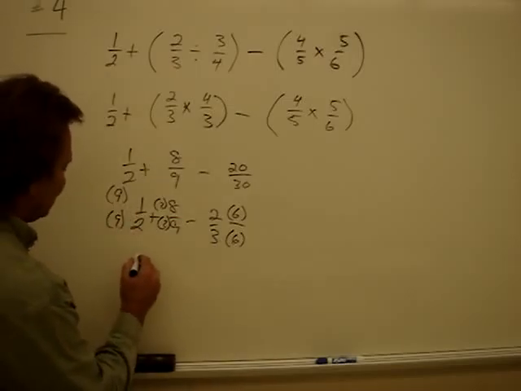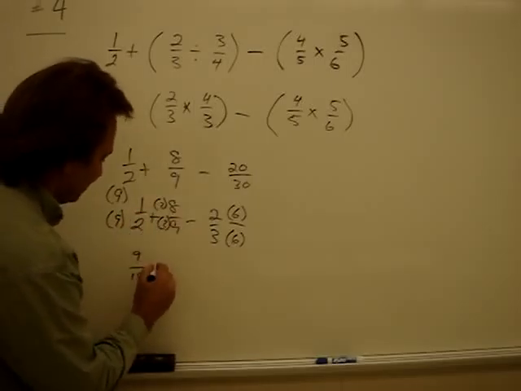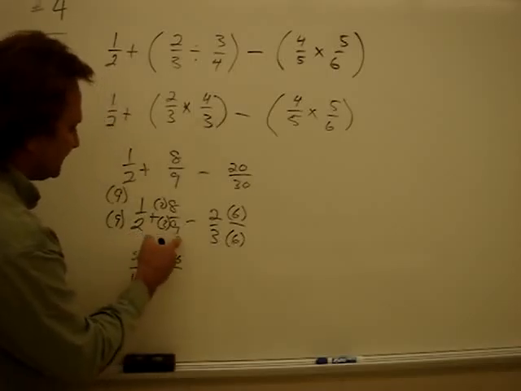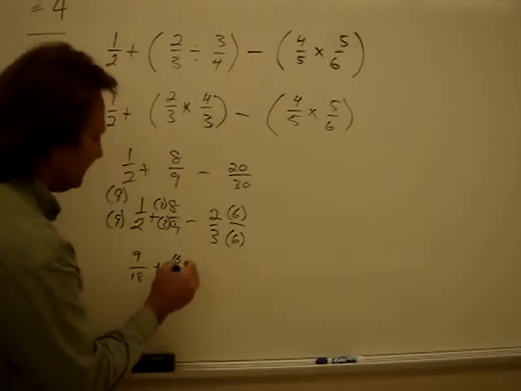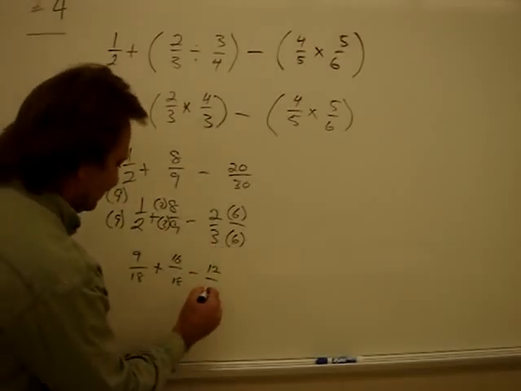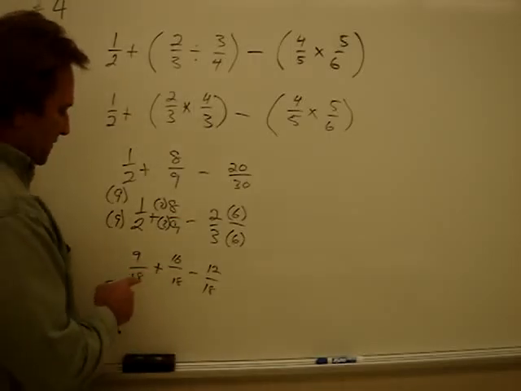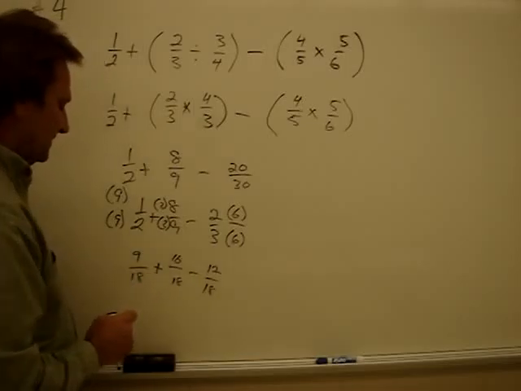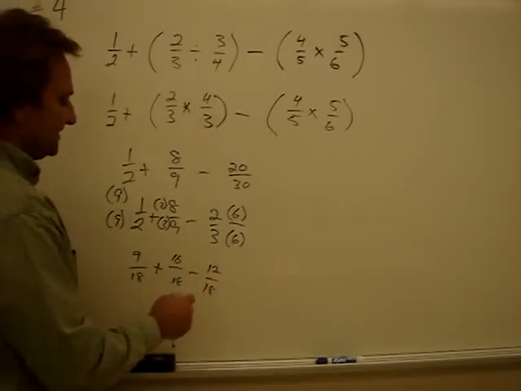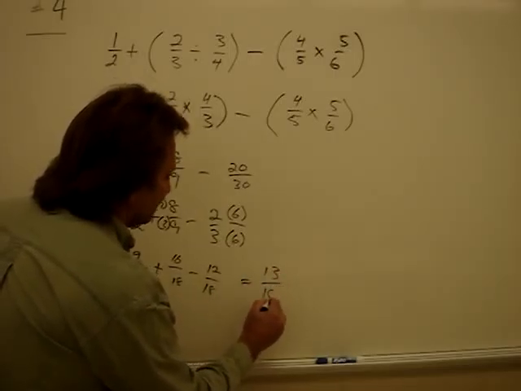9 times 1 is 9 over 18, 2 times 9. 2 times 8 is 16 over 2 times 9 is 18. Minus 2 times 6 is 12 over 3 times 6 is 18. Notice that I have a common denominator here of 18. So now that I have the common denominator, I can carry out the operations for the numerators. 9 plus 16 is 25, and 25 minus 12 is 13. So the answer is 13/18.